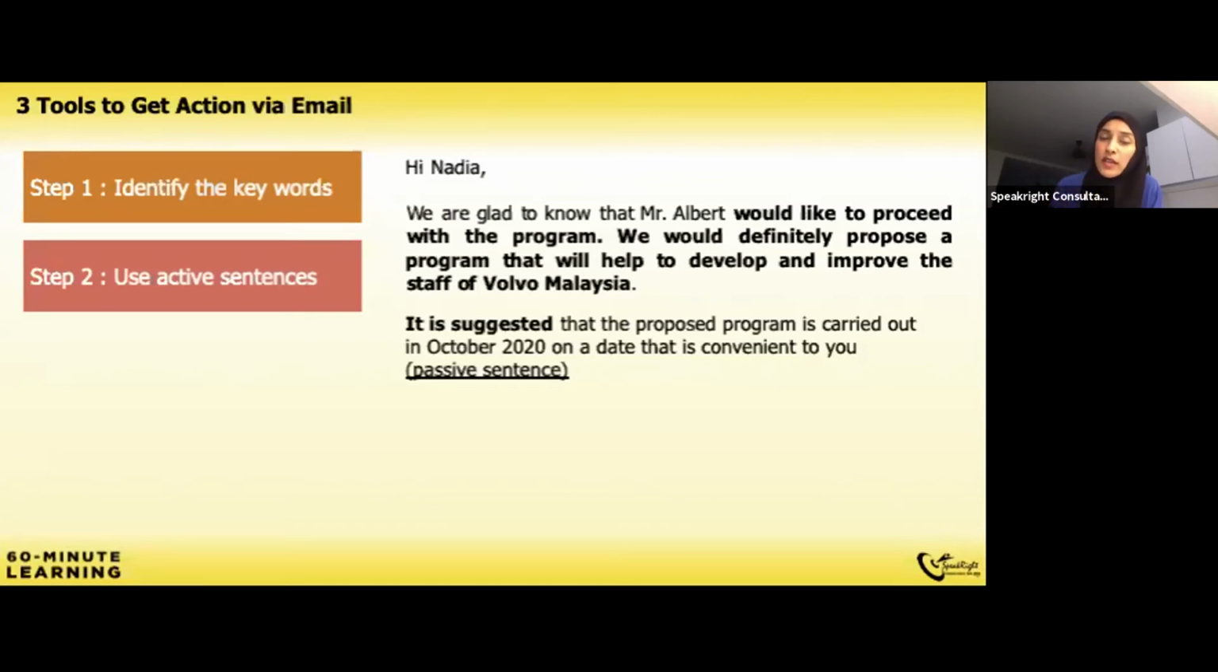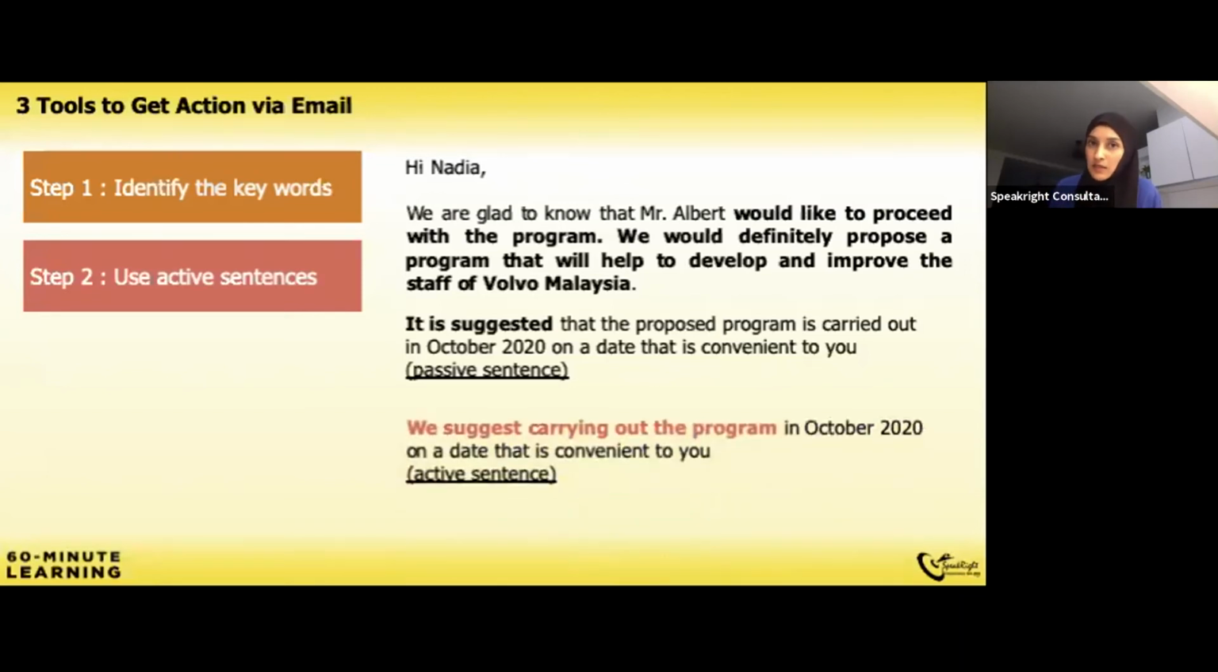So to make your email shorter and easier to read, use active sentences. In active sentences, you mention the person first: we, or I, or they, or you. So in this case, we. We suggest carrying out the program in October 2020 on a date that is convenient to you. Now, even if you repeat it to yourself, you can feel it. It's easier to read when it is an active sentence. That is what we usually use in our conversation.